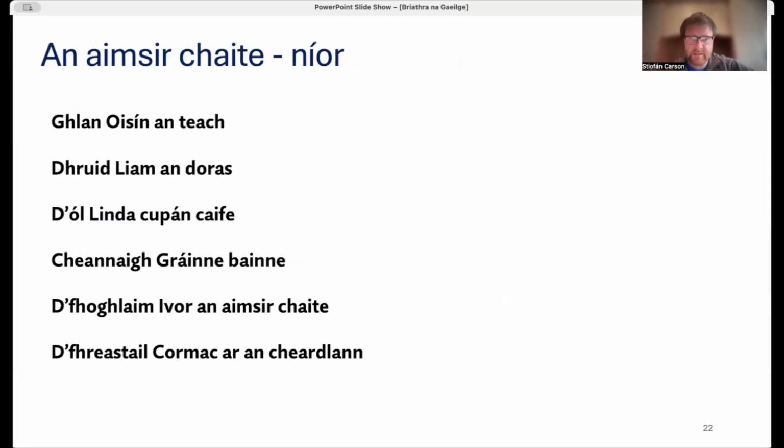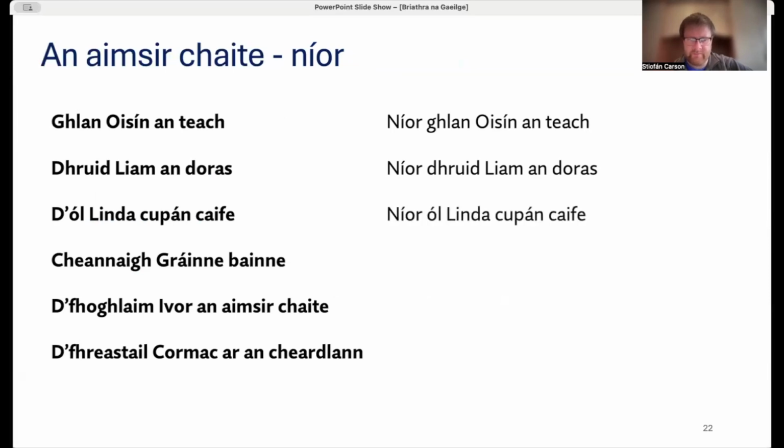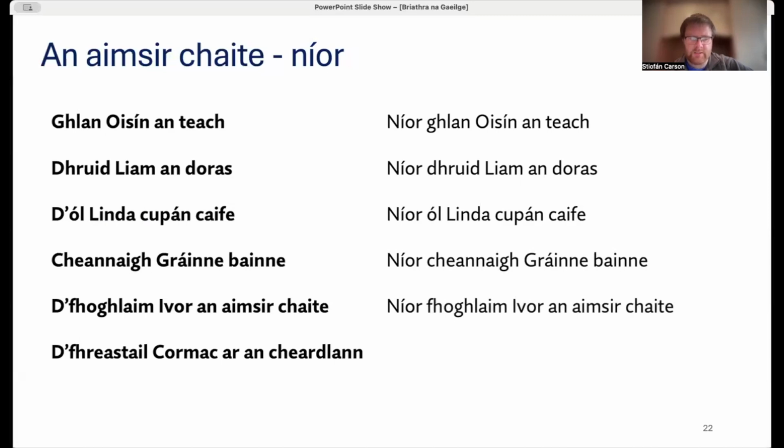So looking at these sentences with níor: Ghlan Oisín an chaith, níor ghlan Oisín an chaith; and the other pairs, through to D'fhreastail Cormac ar an chlár, níor fhreastail Cormac ar an chlár. For the two at the bottom, we can see that when we add the níor, we drop that D away and we're just left with the séimhiú. But that's the only change we make. For everything else, we just add níor and we keep that séimhiú in exactly the same.